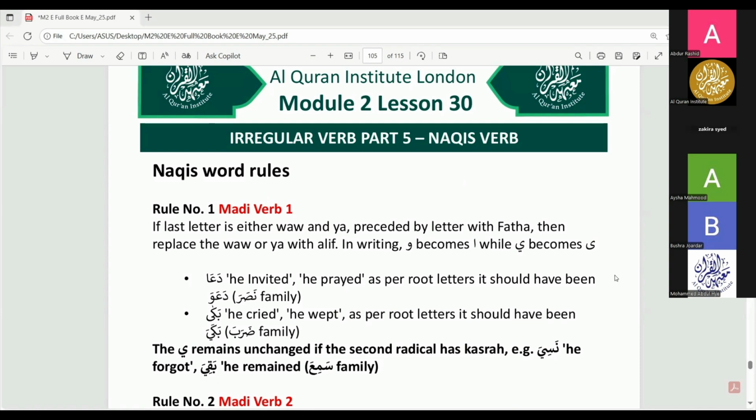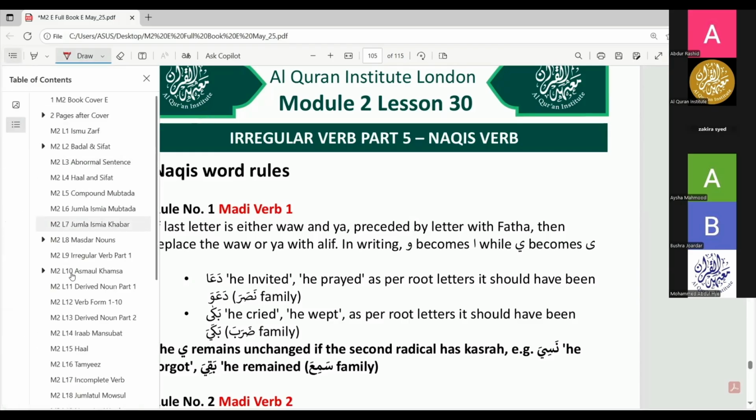So I'll be covering naqis verbs, but before that I'll very quickly go through aqsamul af'al. We know that aqsamul af'al are of two types: sahih verbs and ghayru sahih verbs. And ghayru sahih, I'll just cover very quickly. It's divided into three categories: mahmuz, mutal, mudafun. Now, naqis is in mutal.